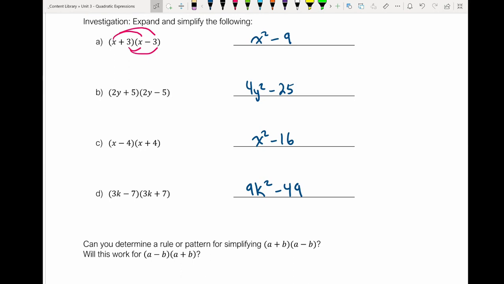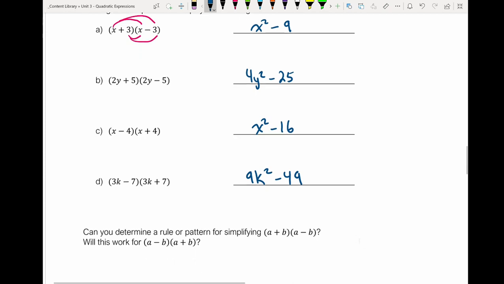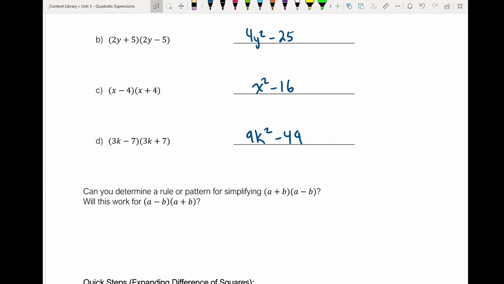What we want to do now is check to see again, is there a pattern or a rule that will work for simplifying a plus b times a minus b? And will this work if we switch it around to be a minus b times a plus b? So again, doing the same thing, look at where we started, look at where we end up. Is there a pattern or a rule that we can see when doing this?